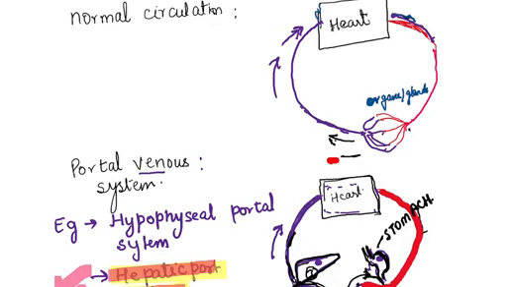So it becomes very important for us to understand what the hepatic portal venous system is, how the exchange of material takes place in the system, and how the portal vein is formed in this hepatic portal system. So in the next slide we will discuss the formation of the portal vein.